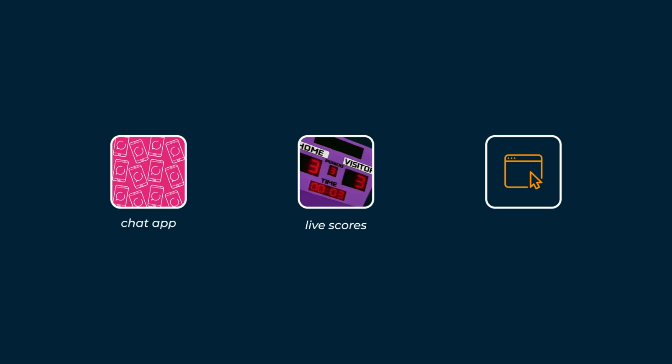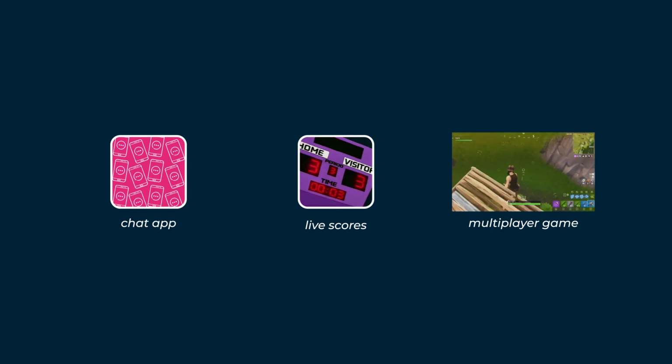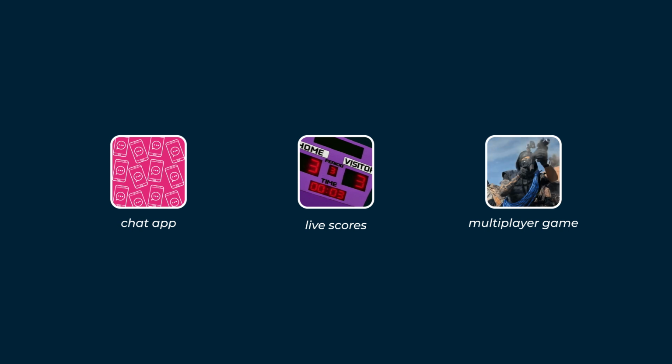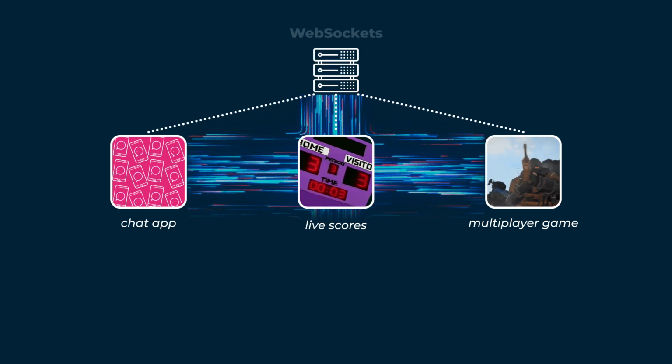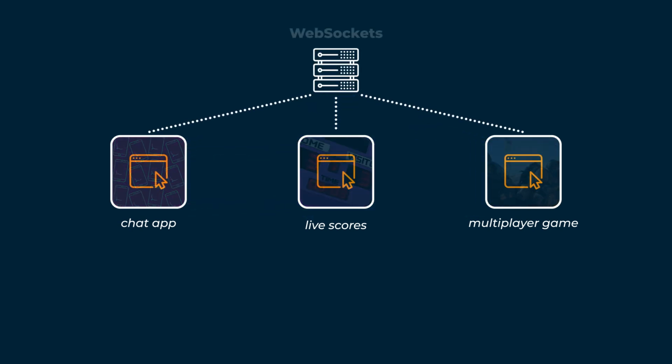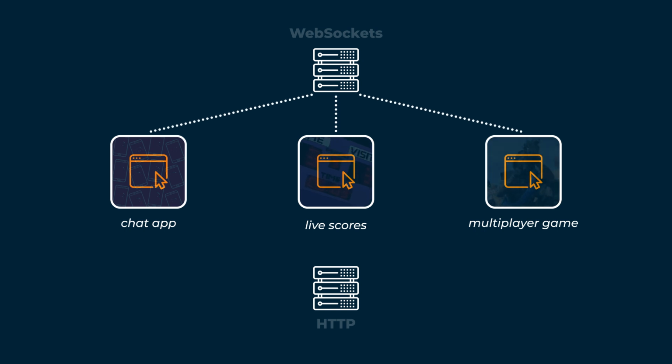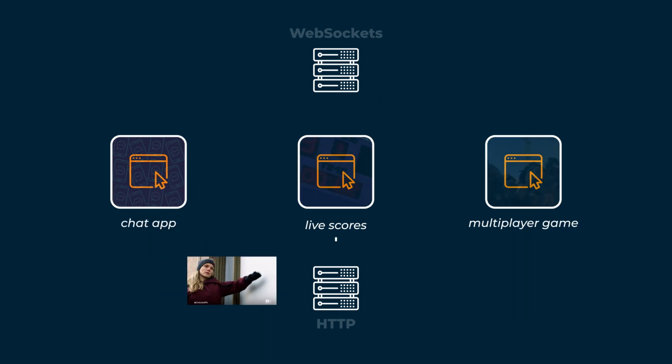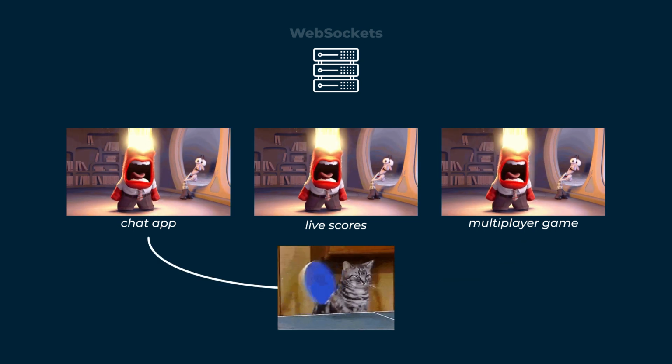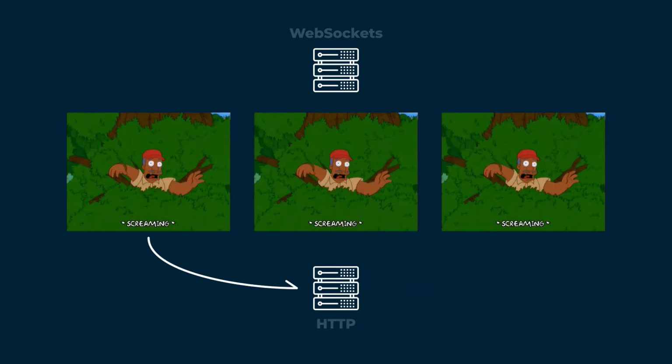Picture this. You have a real-time application, maybe a chat app, live sports scores, or even a multiplayer game where milliseconds could mean the difference between virtual glory or a humiliating defeat. These applications need data to flow quickly, smoothly, and continuously between the client and server without delay. Traditional HTTP requests won't cut it, as they constantly need to ask the server, "Knock knock, anything new?" And this ping pong isn't just annoying, it clogs up resources and drags down your user experience.